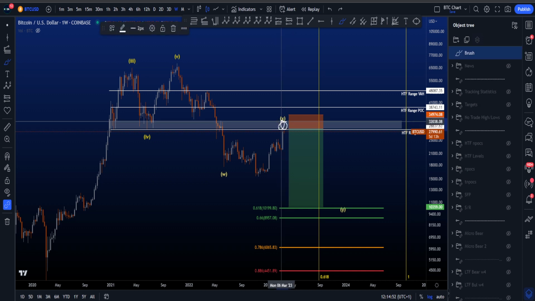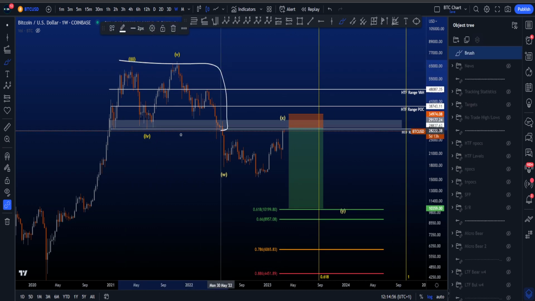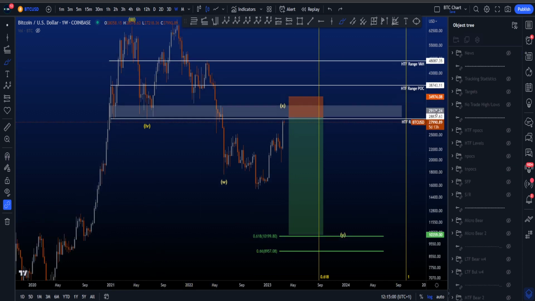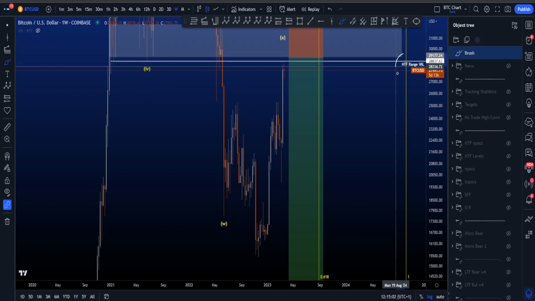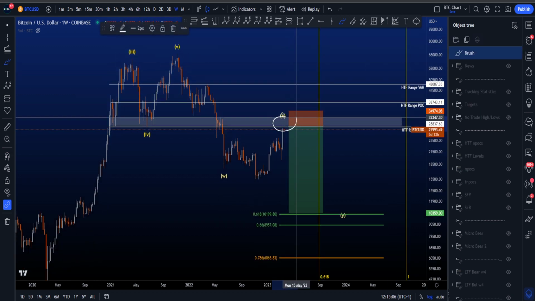And this is a very important resistance area where we also have the volume range value area low of this range over here, which is the white line at 28.8k. Here you can see it, high time frame range value area low, and there's a couple of other resistances that I'll show in a second.